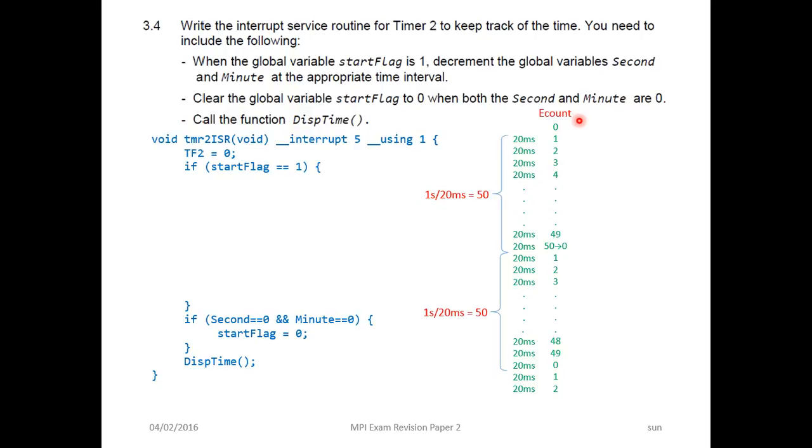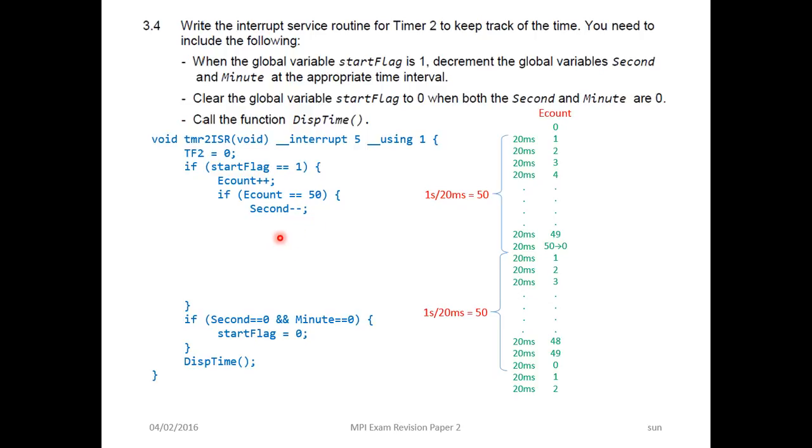So we increase the variable by 1 every time the ISR is executed. And when it reaches 50, that means 1 second has passed. We can now decrease variable second by 1.